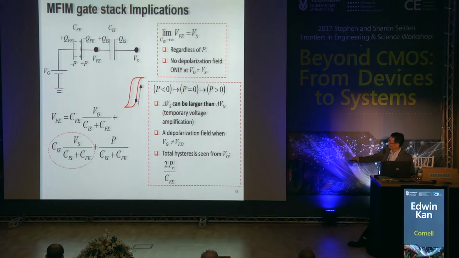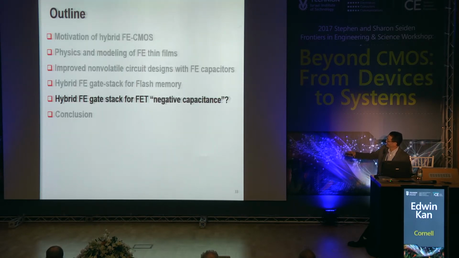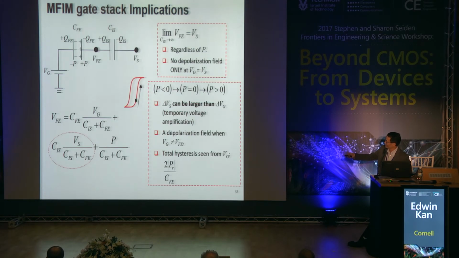If you look at the equations, yes, the surface potential in your channel can be larger than this if you have this. This is called the temporary voltage amplification. You can switch, say, 0.2 volts and achieve a 0.5 volt switch over there. Sorry for the laser pointer thing. You can have a larger swing, and the difference of your improvement comes from this. Just from the negative capacitance MOS equations, this is your improvement: the surface potential can switch more than your gate potential.